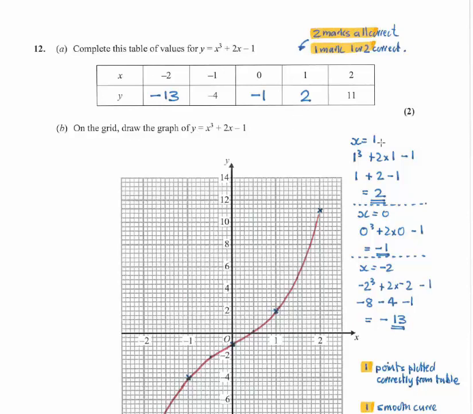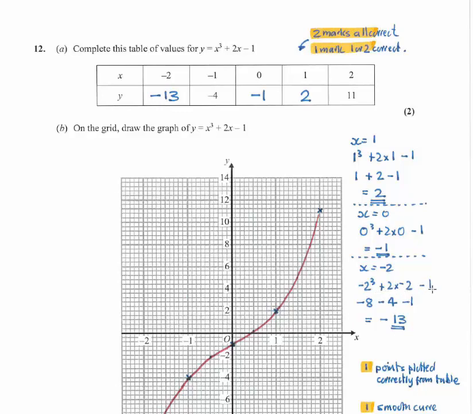So, when x is 1, we substitute 1 into this expression. We get 1 cubed plus 2 lots of 1 minus 1. Take your time. Don't try and work it out in your head. You'll make mistakes and you'll get the wrong answer. 1 cubed is 1. 2 times 1 is 2. Take away 1. So 1 add 2 is 3. Take away 1 is 2. 2 goes in the table. When x is 0, we'll have 0 cubed plus 2 lots of 0 minus 1. Nothing, nothing, minus 1. When x is minus 2, you get minus 2 cubed plus 2 lots of minus 2 minus 1.